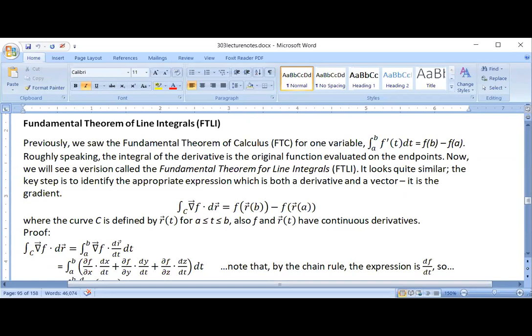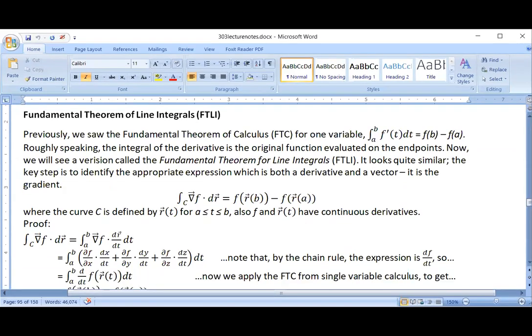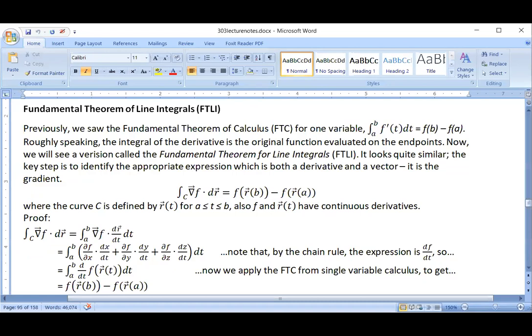But we've seen this before. We've seen this when writing out what the chain rule is. So we can just use the chain rule. So by the chain rule, that entire thing in the parentheses is just df dt. So another way to write that is that this is just d/dt of f and then integrating that dt. So now we can just use the good old fundamental theorem of calculus from single variable calculus. The integral from a to b of d/dt of f of t dt is just f evaluated on the endpoints. Ta-da.